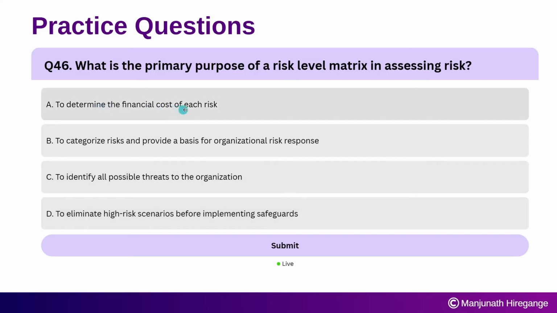Option A, financial cost, may be one of the consequences considered during risk assessment, but the matrix itself does not calculate any financial costs. Identifying all possible threats to the organization is part of the risk assessment process, not a matrix-specific role. And for option D, the matrix does not eliminate risk; rather it helps identify and classify high risk scenarios. So the right answer is option B.